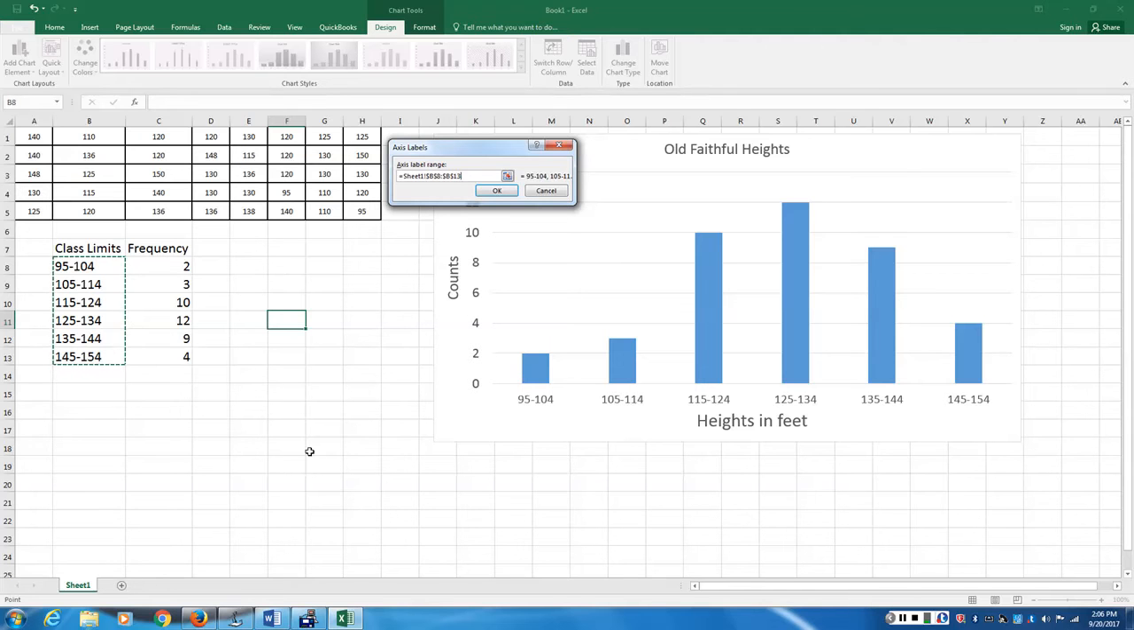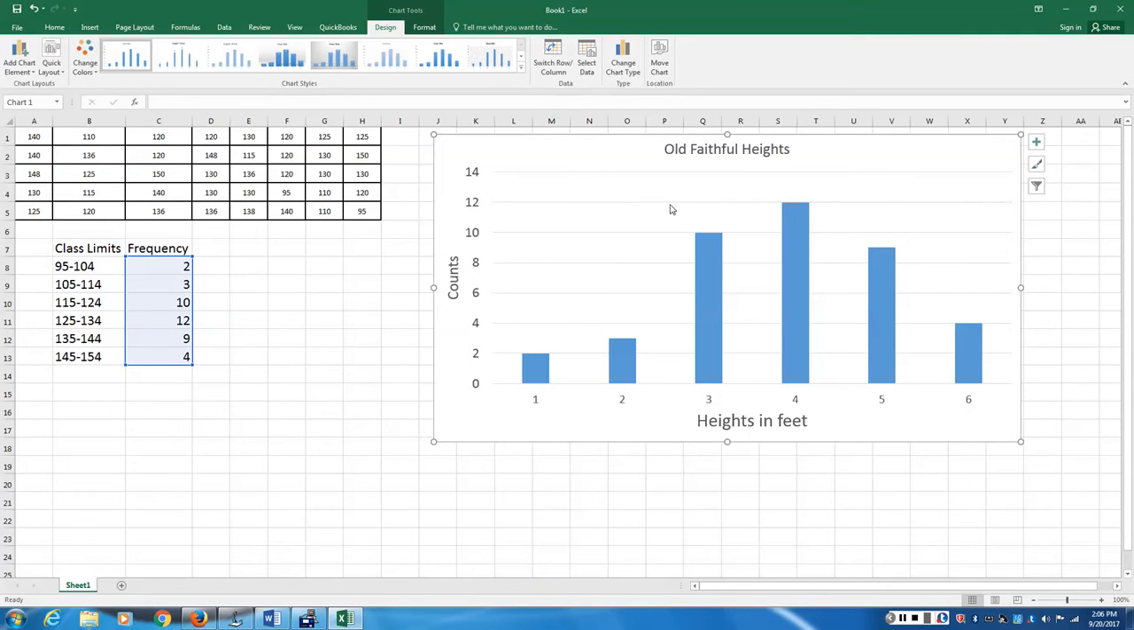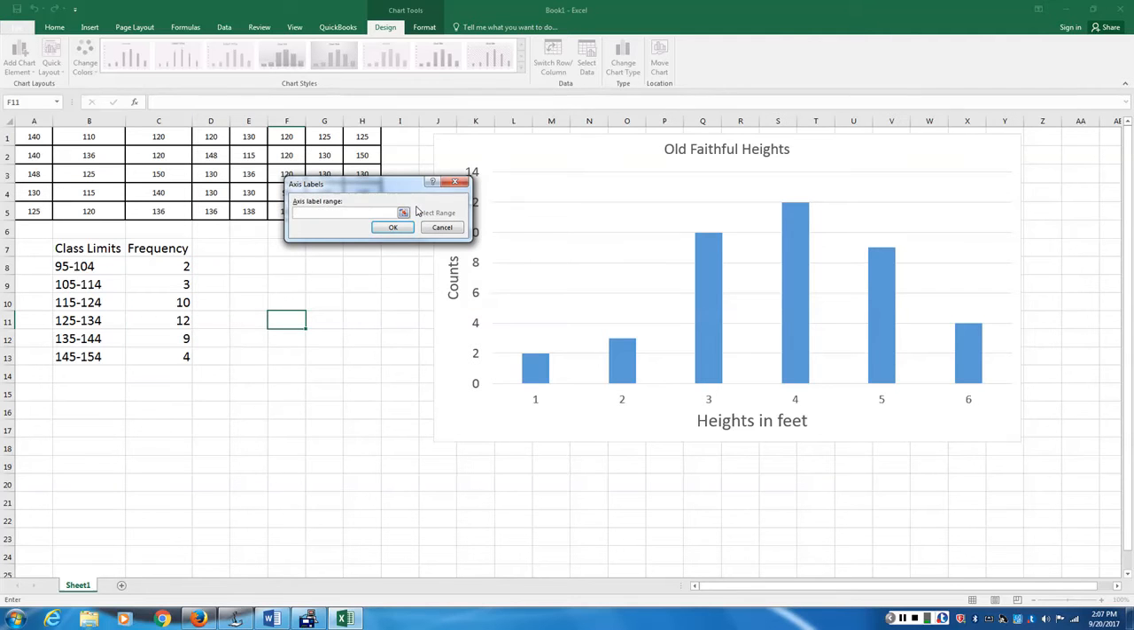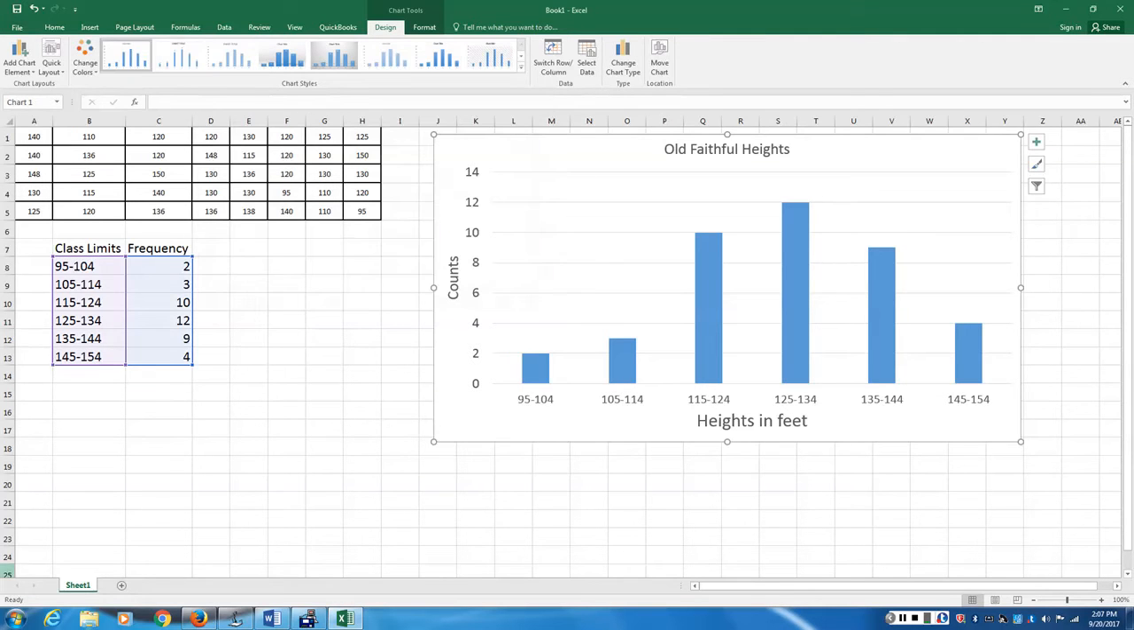Okay? Now I'm going to back out for the benefit of somebody that needs to see it again. I'm going to go from the beginning. So I make sure my chart's selected. I go to design. I go to select data. Under horizontal axis labels, I click edit. And then I click and drag. And then tell it OK. So now the chart is appropriately labeled.